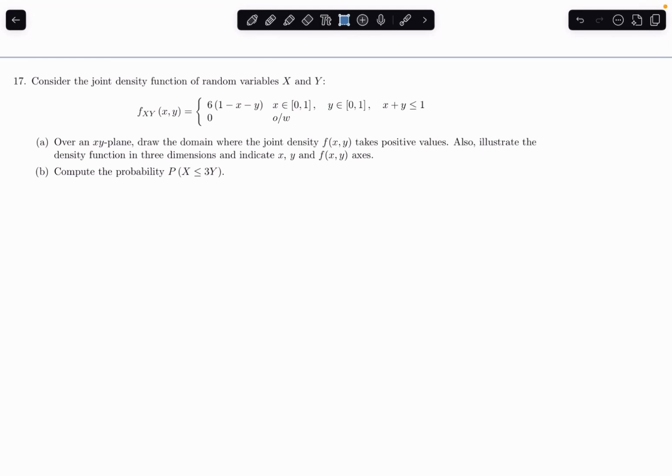Problem station 8, question number 17. The joint density function of random variables x and y is given as this. In part A, it says over an xy plane, draw the domain where the joint density function fxy takes positive values. Also illustrate the density function in 3 dimensions and indicate x, y, and fxy axis.